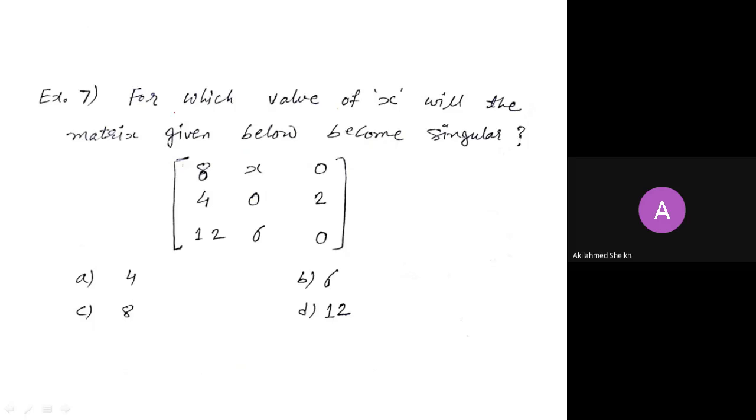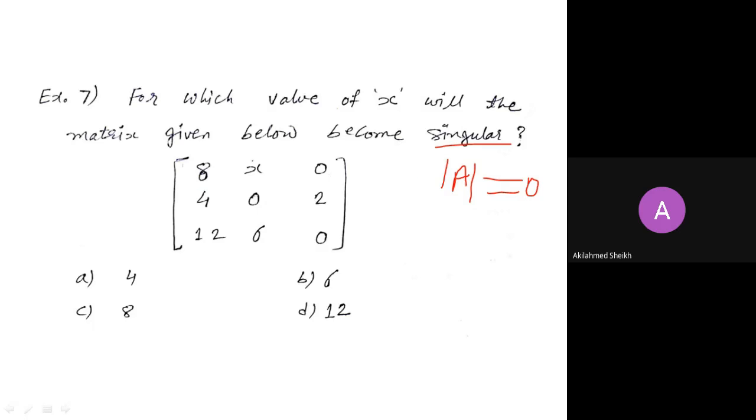Next, for which value of x will the matrix given below become singular? Now, singular means the determinant of A equals 0. If the determinant of A equals 0, then we can say that the matrix is singular. Otherwise, we can say that it is non-singular.